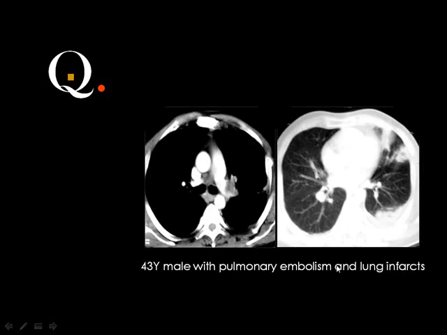This patient had pulmonary embolism and 3 infarctions. Where are these 2 infarcts? In the lingula, and this one in the lower lobe. Yes, and these are 2 infarcts in the lingula, and this one is in the lower lobe.